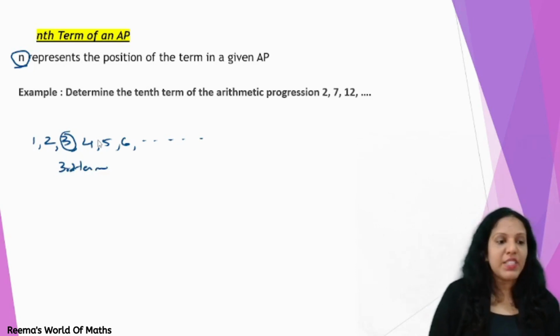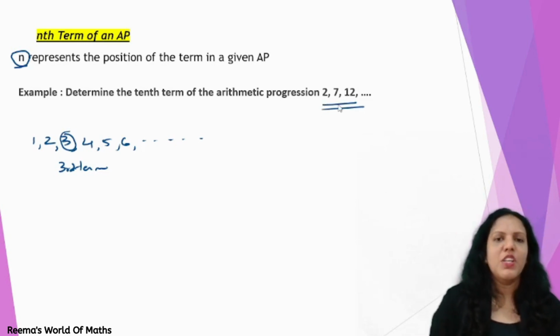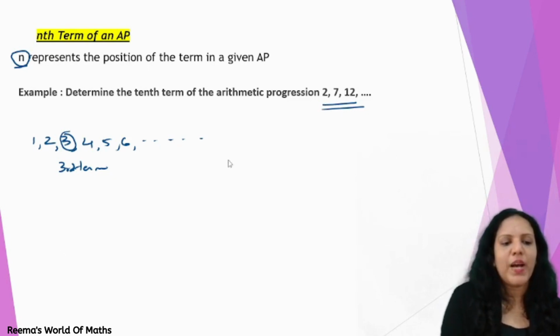Now let's see an example. Determine the 10th term of the arithmetic progression 2, 7, 12. We are given only the first 3 terms, and we need to find the 10th term. So we can do that manually. How will we do it manually?